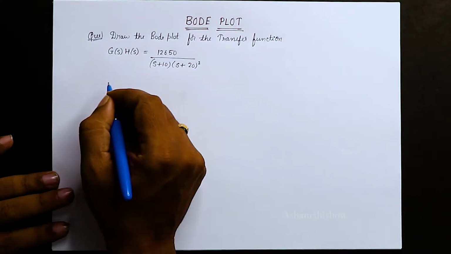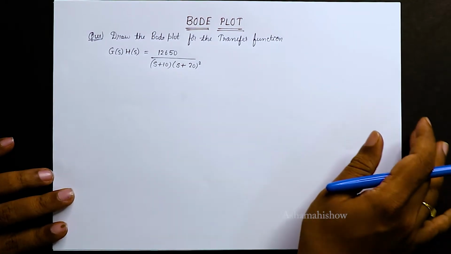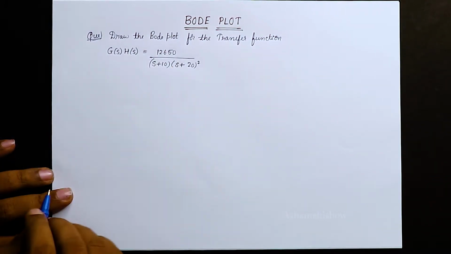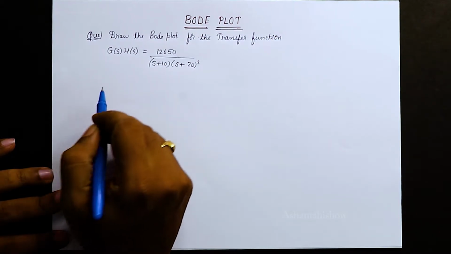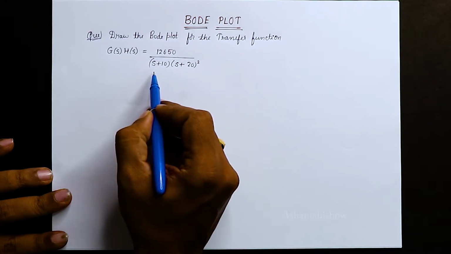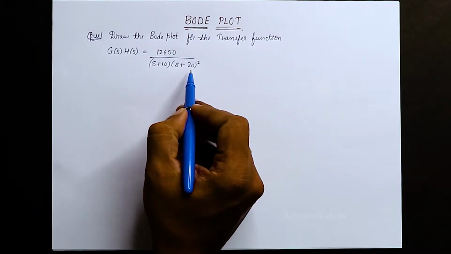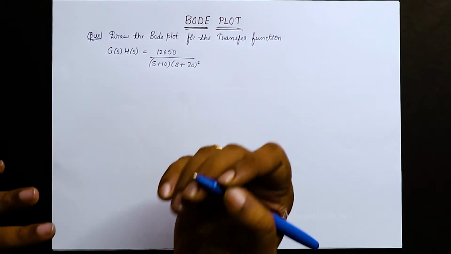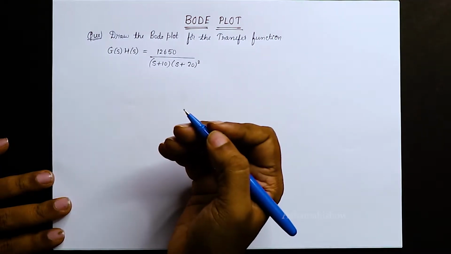Yes, well, today we are going to draw a Bode plot for a transfer function. This is really very important. Please see the steps. The given transfer function is G of s into H of s is equal to 12650 by (s plus 10) into (s plus 20) whole square. Now we need to find out how many s terms are there in the numerator and in the denominator.